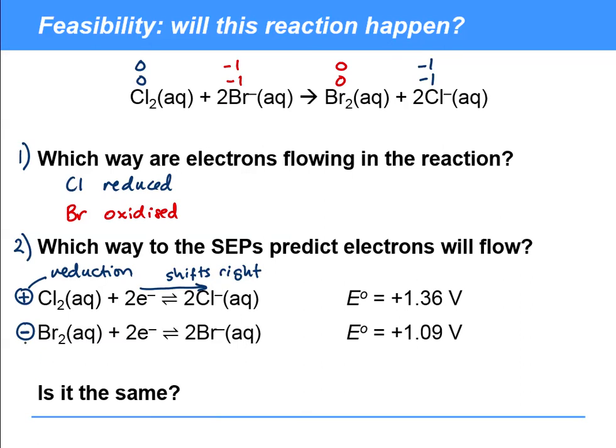And at the negative electrode, we're going to get oxidation. Equilibrium shifts left. So is that the same as what we're actually getting in the reaction? Well, it is, because chlorine is being reduced as far as this reaction is concerned, and bromide or bromine is being oxidized. The bromide ions are losing electrons. And so we would say, yes, it is, and that implies the reaction is feasible.